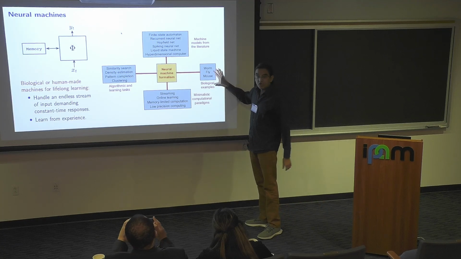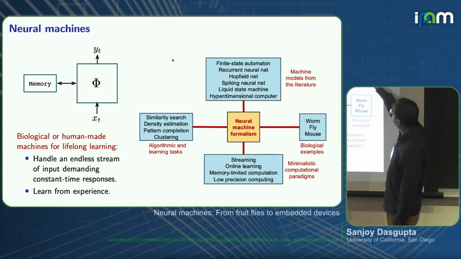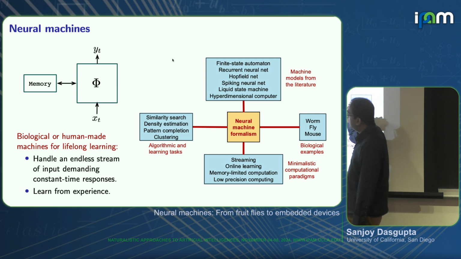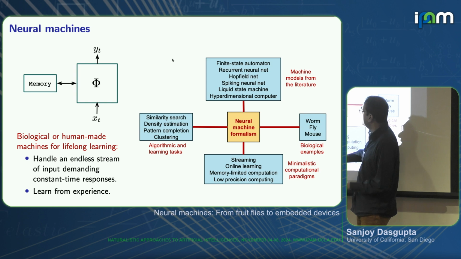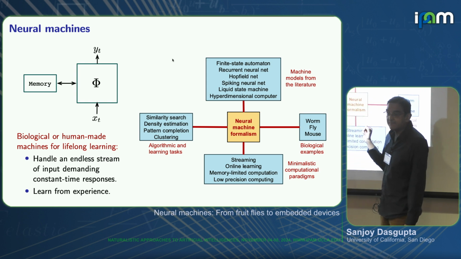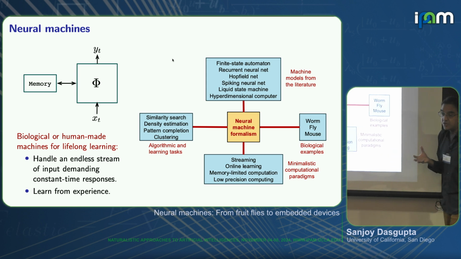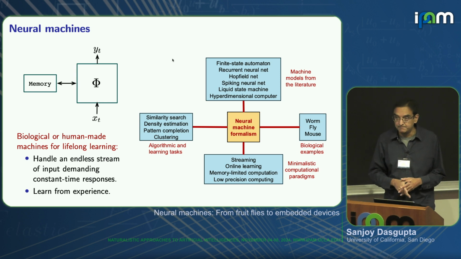Studying biological organisms in a mechanistic and algorithmic way, tying in relevant formal machine models like finite automata, recurrent nets, looking at algorithmic tasks that seem intrinsic to lifelong learning, like clustering and density estimation, and then also bringing in minimalistic computational paradigms like the streaming model or online computation.